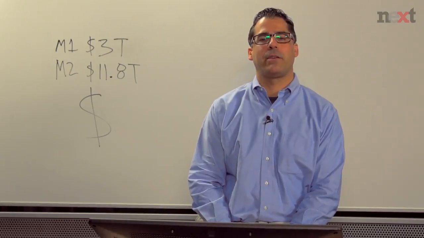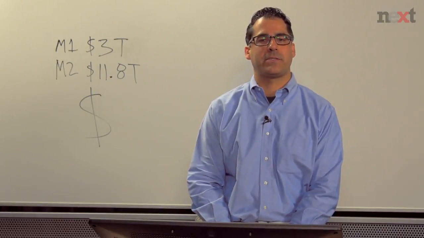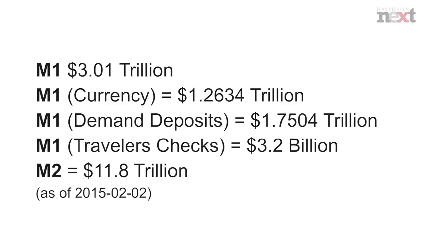Here's a snapshot of the money supply at the beginning of 2015. As you can see, M1 was around $3 trillion. Out of this, almost $1.27 trillion was in the form of cash. M2, the more broad measurement of money, was around $11.8 trillion. Can you imagine what $11.8 trillion would look like if it were piled up in the same place?